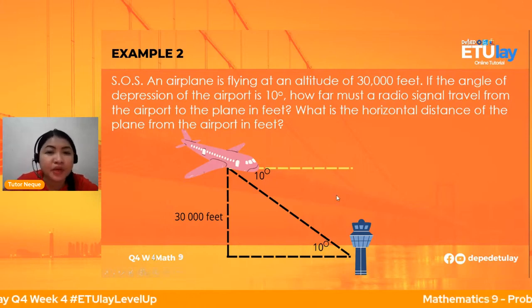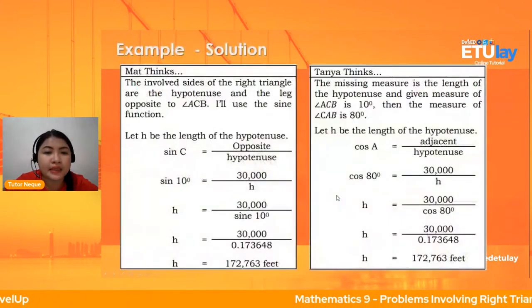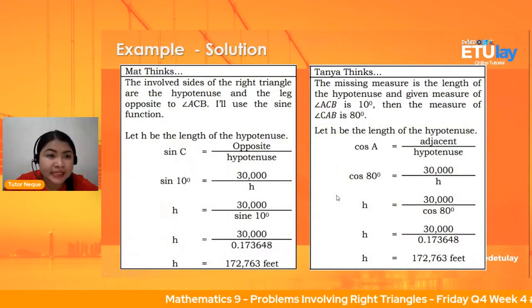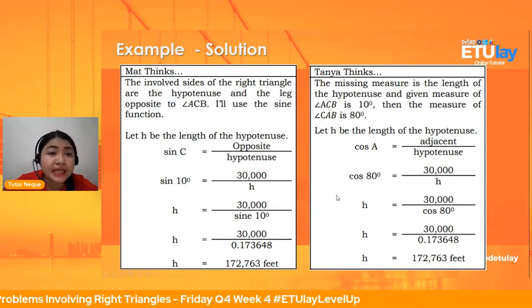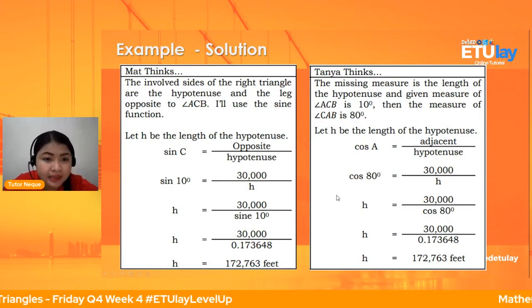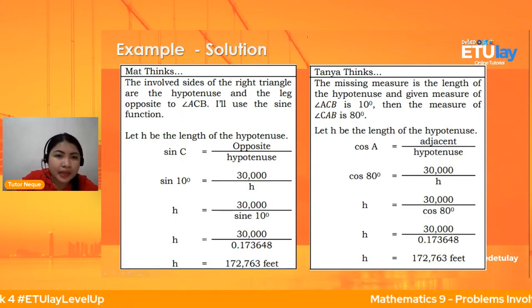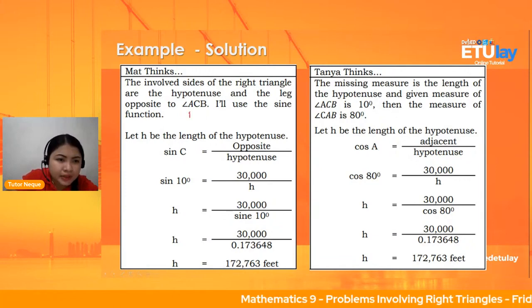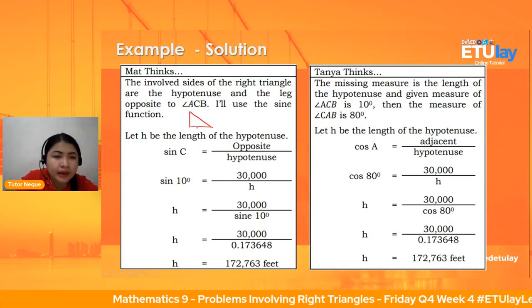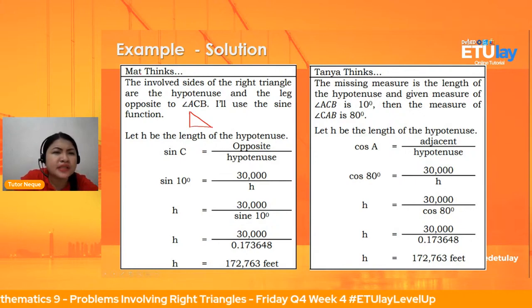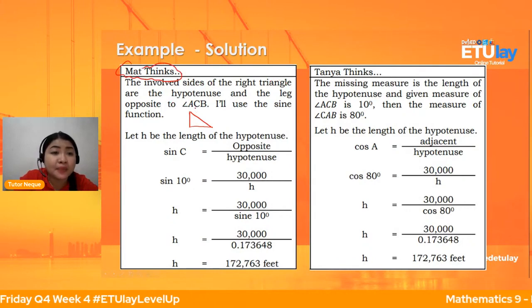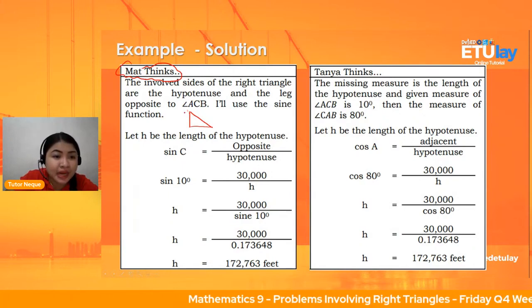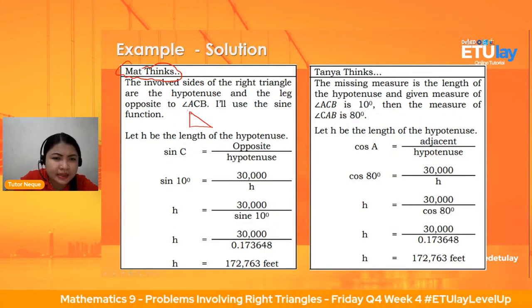Okay, double check lang natin kung ito yung ating, okay, yan, hinahanap natin yung ating x. So, the involved sides of the right triangle are the hypotenuse and the leg opposite to angle ACB. So, drawing lang natin, ha? Okay, pakita ko lang. We have here, yan. So, I'll use mapping, sabi ni Matt, the involved sides of the right triangle are the hypotenuse and the leg opposite to angle ACB. So ito iba naman yung given natin. Sandali. Alright.